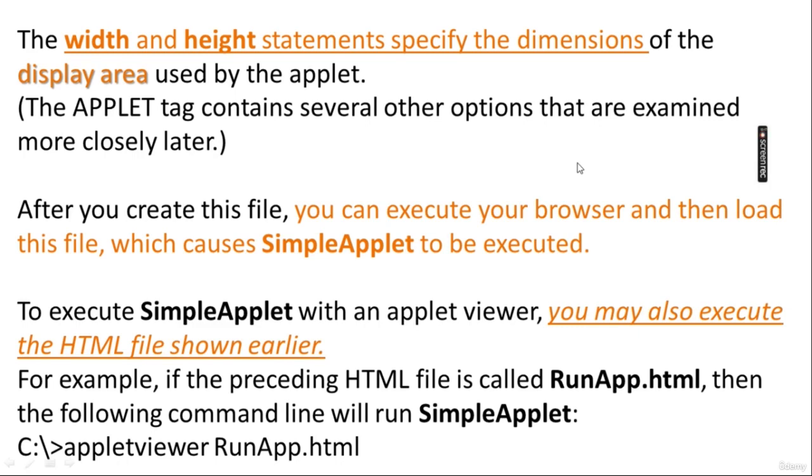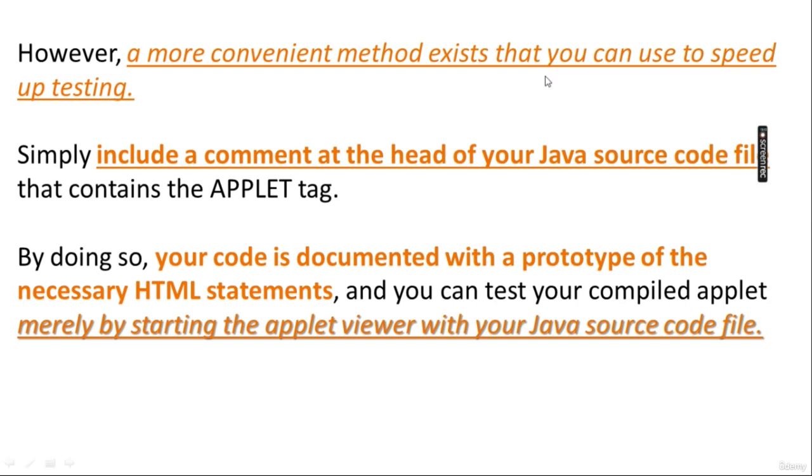To execute the simple applet in the applet viewer, you may also execute the HTML file shown earlier. For example: C:\appletviewer RunApp.html. If the preceding HTML file is saved as RunApp.html, then the following command line will run the simple applet: C:\appletviewer RunApp.html. A more convenient method exists that you can use to speed up testing.